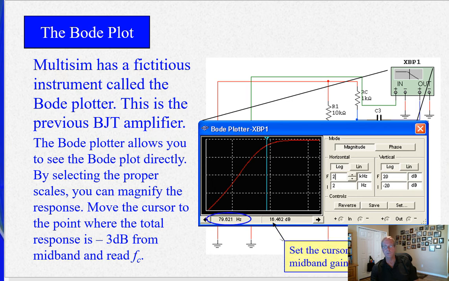And you can set the cursor 3 dB below the midband gain. This is midband gain over here. We'll look at that again. And that's your cutoff frequency right there, if you set it to be 3 dB below the midband gain. So apparently this midband gain is 19.462, 3 higher than that, right?